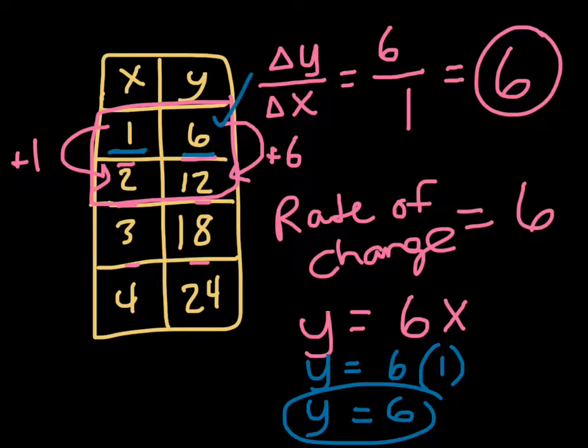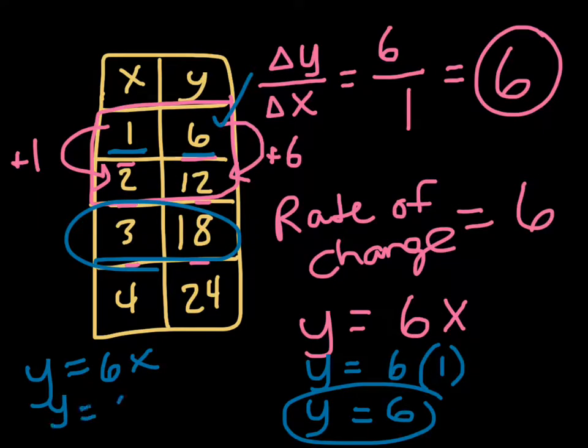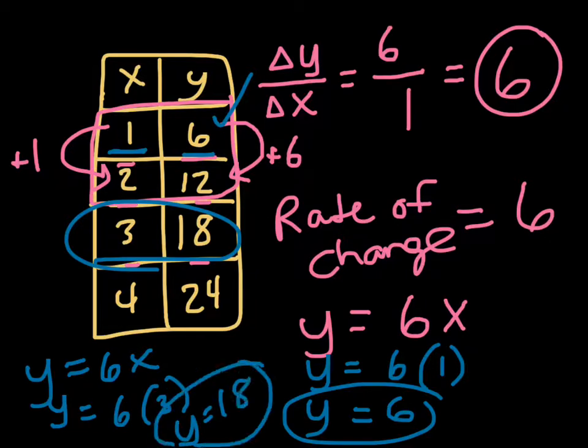Now let's try one more. How about this one right here? Y equals 6x. And in place of the x, I'm going to put a 3. Y equals 6 times 3. And I get y equals 18. So when x is 3, y is 18. That checks out also. So my equation is correct. Now I'm going to look at a table that's a little bit more tricky.